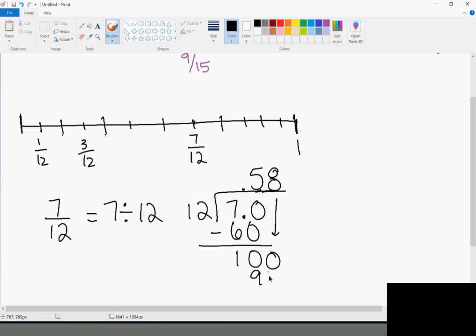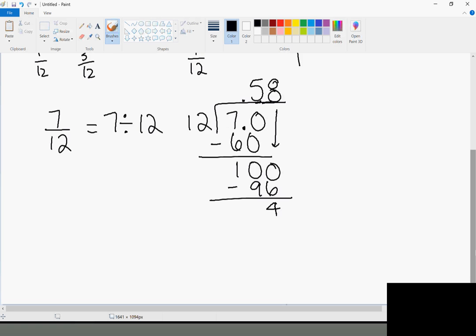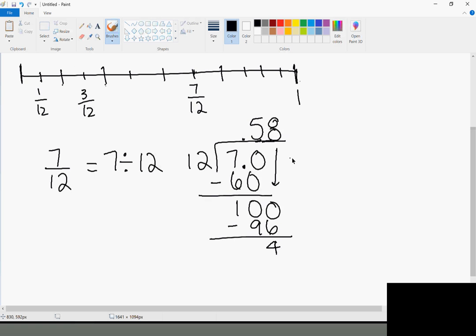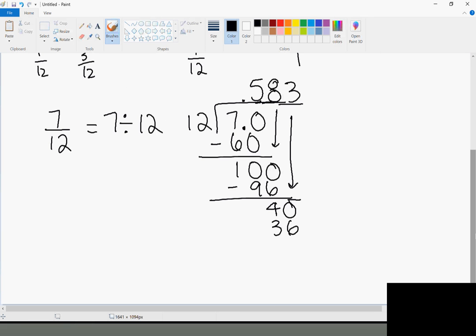8 times 12 is 96. Subtract, and we get 4. Let's get one more value and see what we get. 12 goes into 40 3 times, because 3 times 12 is 36. Let's stop there and see what happens with the 9 over 15.